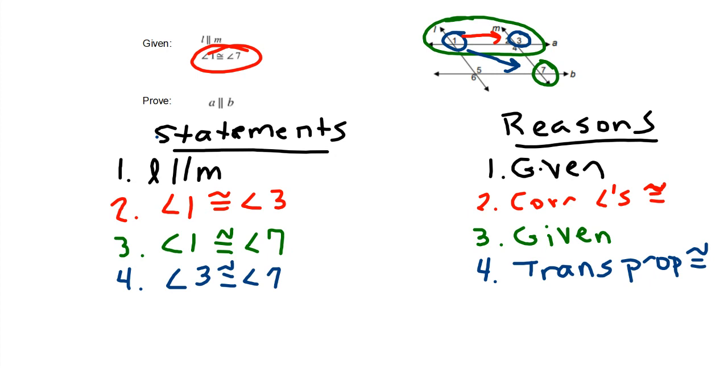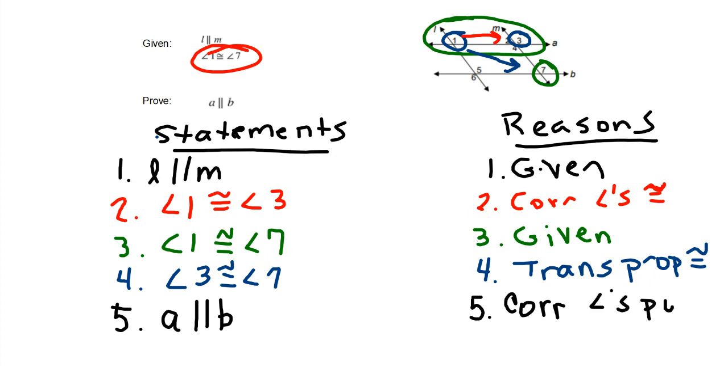Okay, so once I have that, I now have corresponding angles being congruent, and the only way that corresponding angles can be congruent is if these two lines are parallel. So now I can go ahead and make that statement. And I can state that A is parallel to B, and the reason is the corresponding angles postulate.